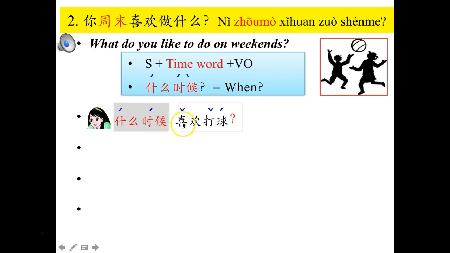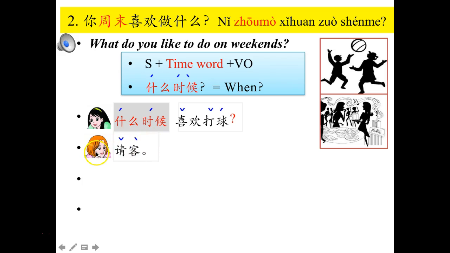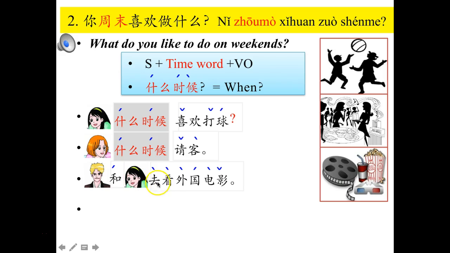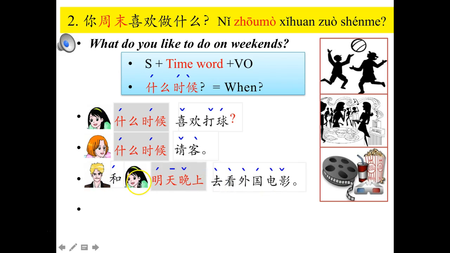白英爱什么时候喜欢打球? Next, this is 李友。李友请客。李友 treat someone. 李友 tomorrow. 李友明天请客。She's gonna treat someone tomorrow. When is she gonna treat someone? 李友什么时候请客？高文忠和白英爱去看外国电影。They're going to watch a foreign movie. When? 高文忠和白英爱明天晚上去看外国电影。They're going to watch a foreign movie tomorrow night. Okay, now you want to ask when are they going to do this? So you say, 高文忠和白英爱什么时候去看外国电影？什么时候 when?